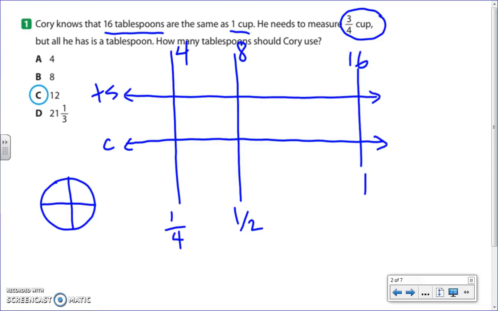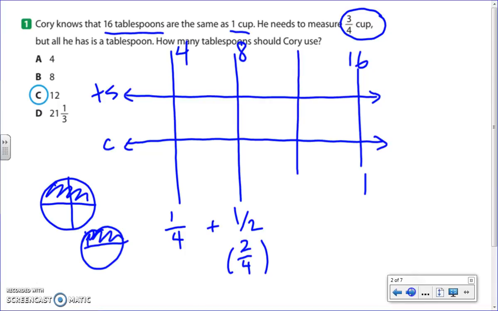If you want to think of 1/2 as 2/4, you can see that whether I think of the circle as 1/2 or as 2/4, it's equivalent. Those are the same thing. So I know that I have 1/4 and then 2 more fourths. If I add those together, that would be 3/4, and that's the value I'm looking for. I think my pen lagged on me. There we go. And then 4 plus 8 would be 12.